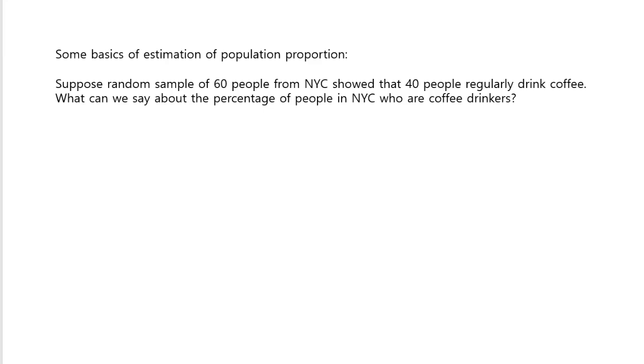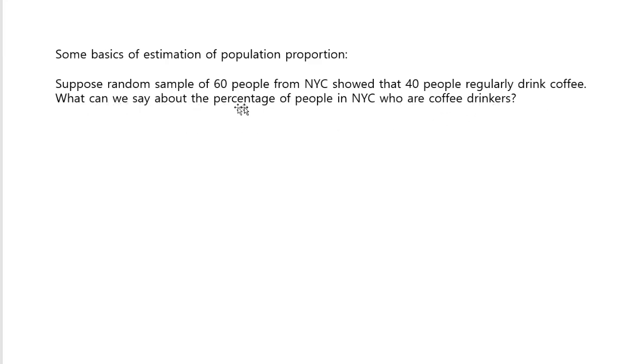So suppose you have a random sample of 60 people, and it has to be a simple random sample, so that it's not clustered in one place or only from one age group or something. You have to make sure that you're getting a sample that's well represented from the entire population. And if you have such a sample and you found out that 40 people regularly drink coffee, then from that, what can we say about the percentage of all the people in New York City who are coffee drinkers?